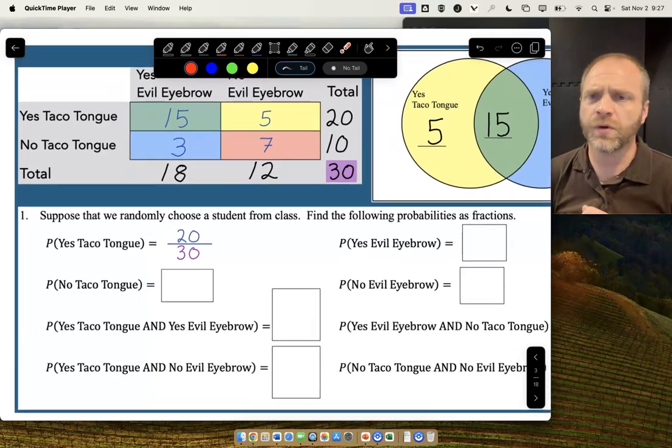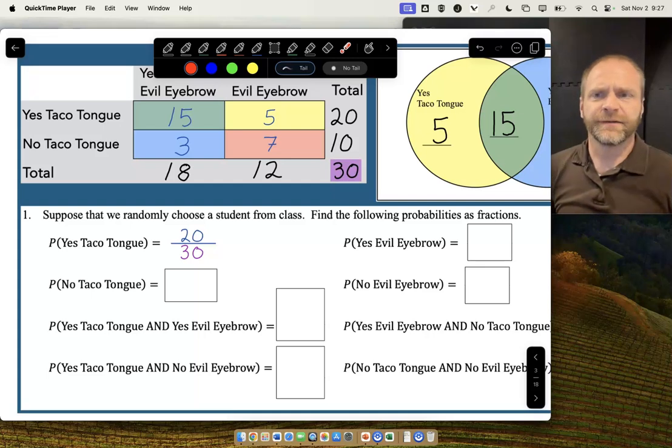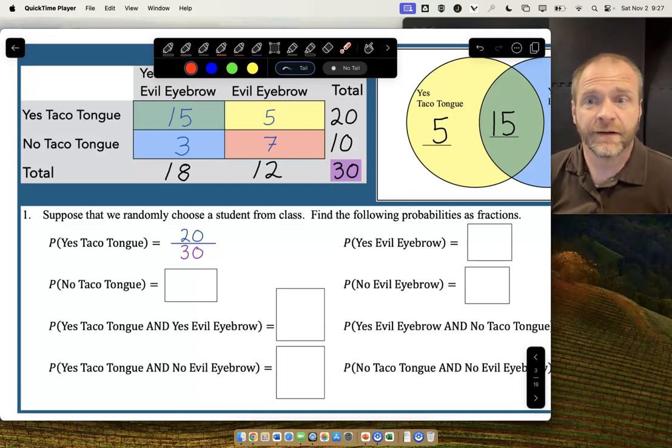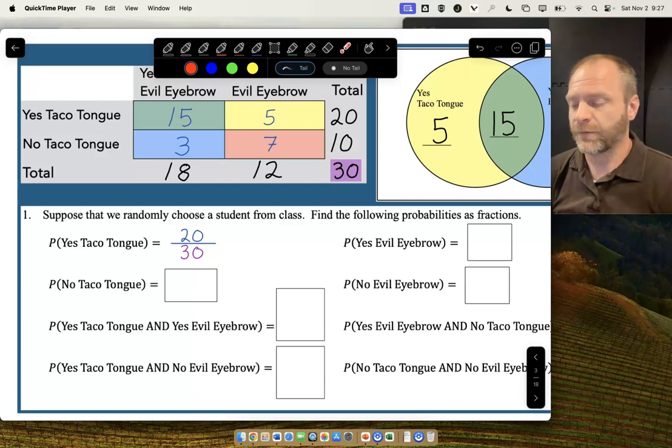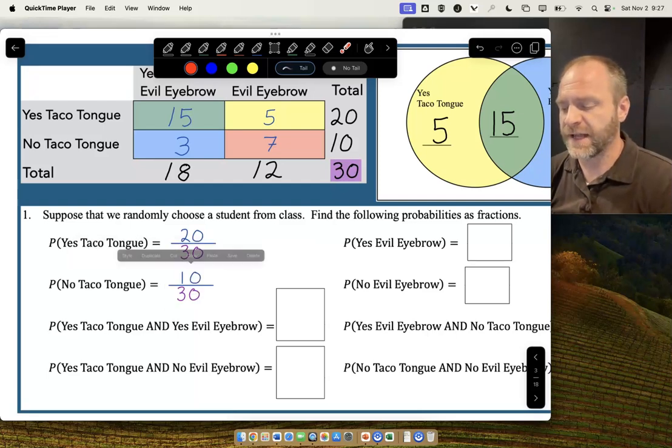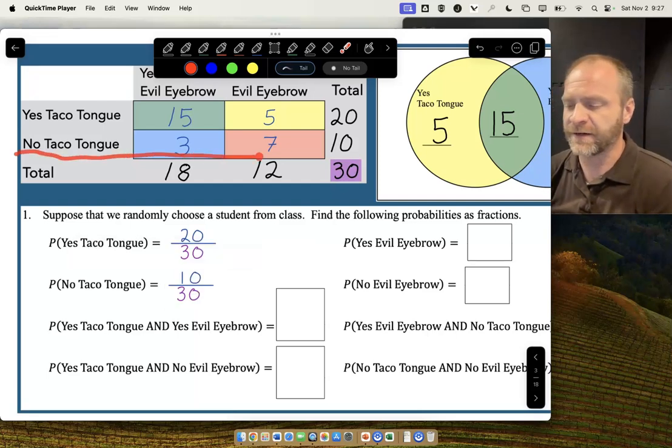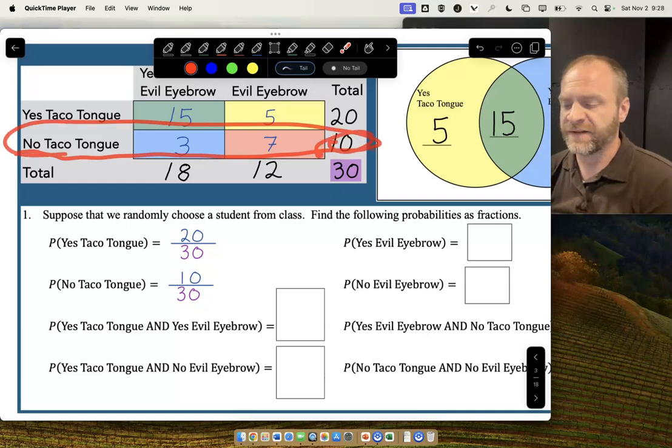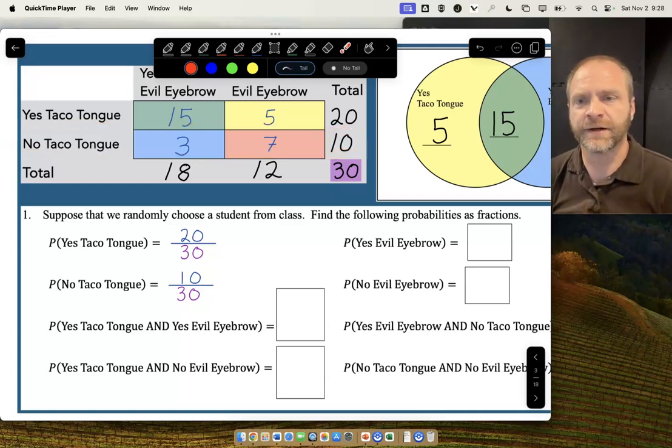Okay, what's the probability of no taco tongue? Well, that's interesting. That's kind of like the complement of yes, taco tongue. And so really, I'm going to do 1 minus, and that would give me 10. But I can also see it's right here in this row. There were 10 total students who could not taco tongue.